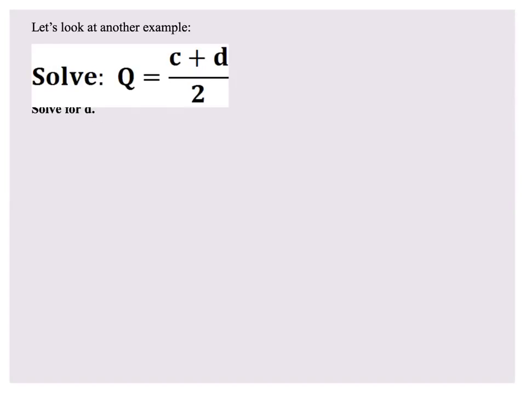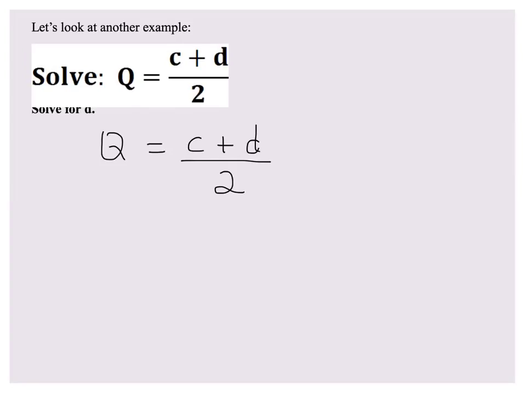Now, let us look at another example. In this example, we want to solve for d. Now, this is a little different from what we have seen in the past. So I'm going to rewrite the equation. And remember, our goal is to get d by itself. To do that, we want to remove that denominator of 2.